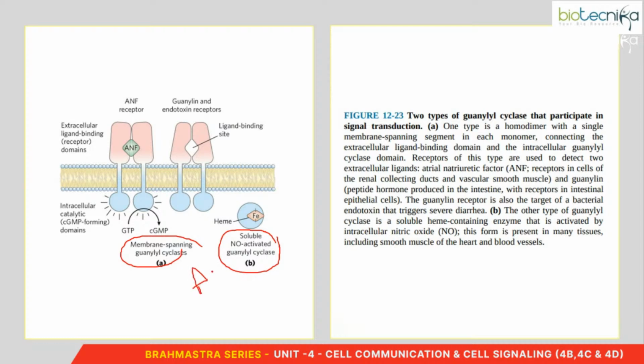Arginine residue. Remember this part. Okay, so you have got ANF, guanylin and endotoxin. They can serve as the ligand for the membrane spanning GC.